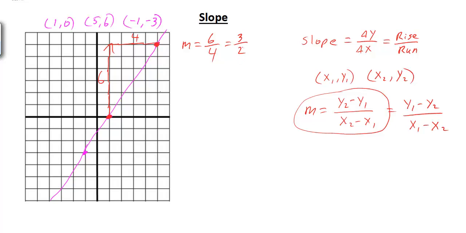Now, you typically want to leave your slope as a fraction. We don't want to rewrite this as a decimal, so leave it in fractional form. Even though this may be an improper fraction, that is fine.